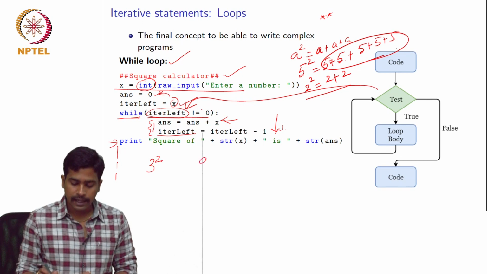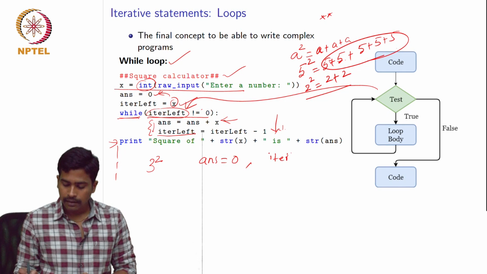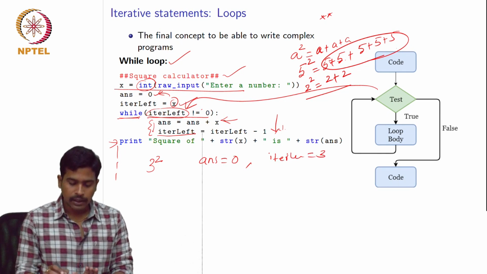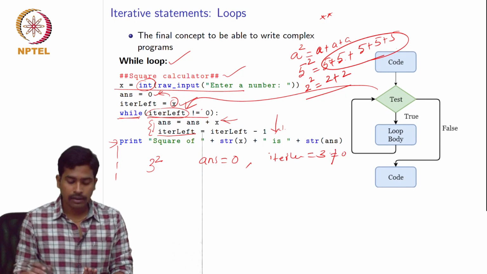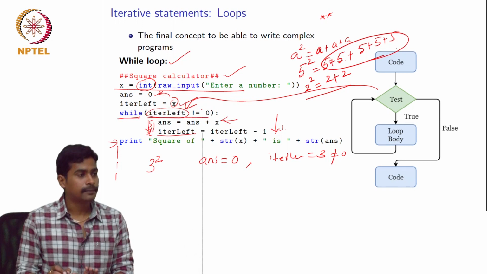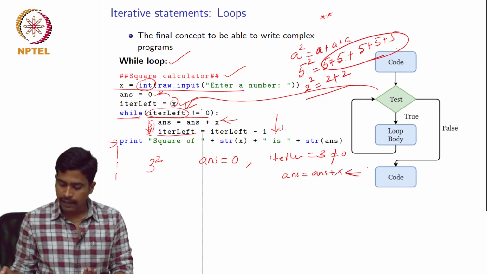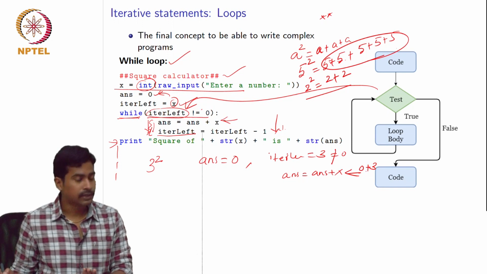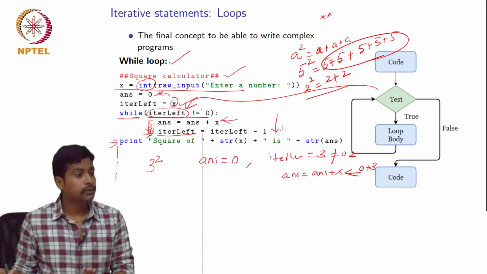So, initially we said answer equals 0 and the number of iterations equals 3. During the first iteration, it will compare 3 to 0, and since 3 is not equal to 0, it will enter the while loop. Inside the while loop it says answer equals answer plus x. So answer is assigned a value of 0 plus 3. Now the answer value is 3, and in the next statement we are reducing the iteration value to 2.